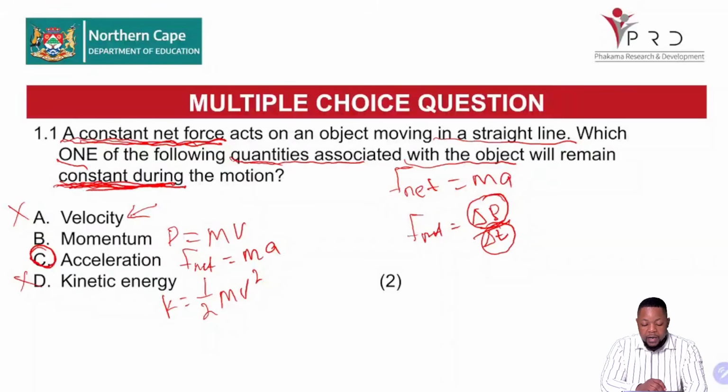How can we validate our answer? We know that this formula stems from Newton's second law of motion, which says that when a net force acts on an object, the object will accelerate in the direction of the net force with an acceleration that is directly proportional to the net force and inversely proportional to the mass of the object. Meaning that if the net force is constant, the acceleration is also going to be constant because they are directly proportional. So that's why we can validate that option C is the correct answer.